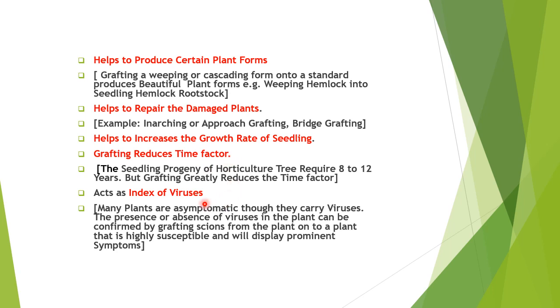And one more thing, for research purposes, it acts as an index of viruses. Many plants are asymptomatic, though they carry viruses. The viruses are there, but they are not showing symptoms. The presence or absence of viruses in a plant can be confirmed by grafting scions from the plant onto a plant that is highly susceptible and will display prominent symptoms. So we can check whether the virus is there or not. That is some of the significance.